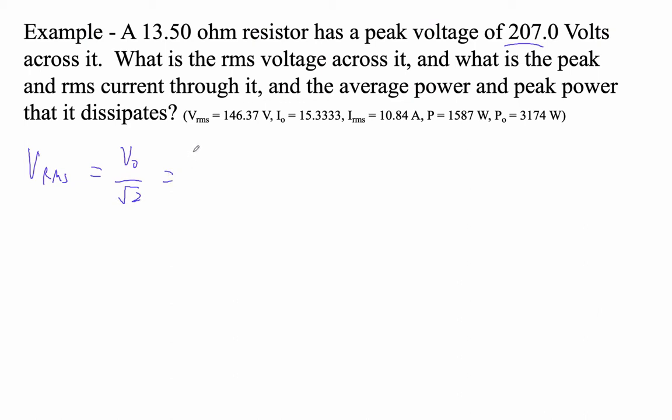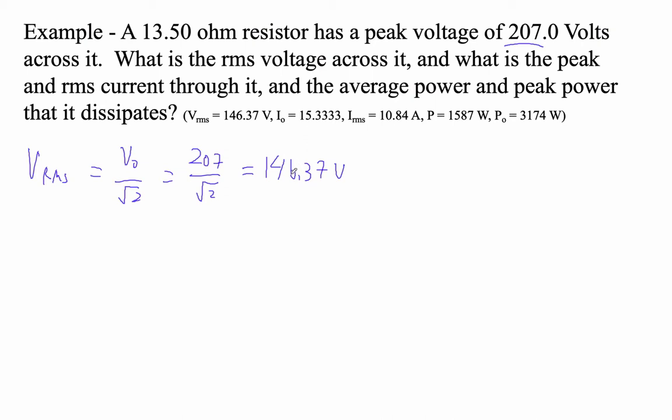I'm going to use V RMS is equal to V peak over the square root of 2. So that's going to be 207 divided by the square root of 2, which is approximately 146.37. And this is the voltage that I would use to calculate the power, by the way.